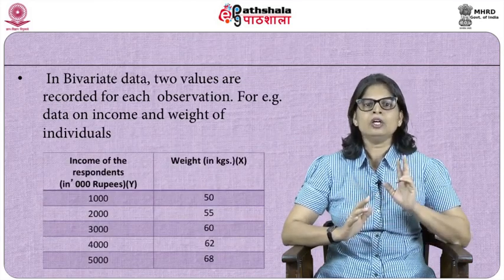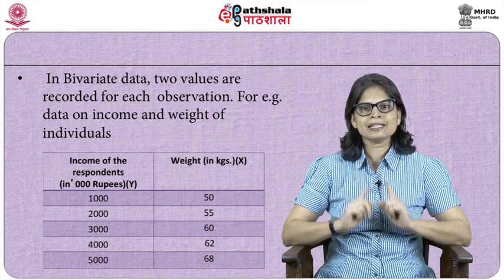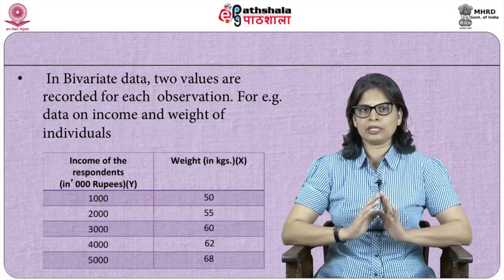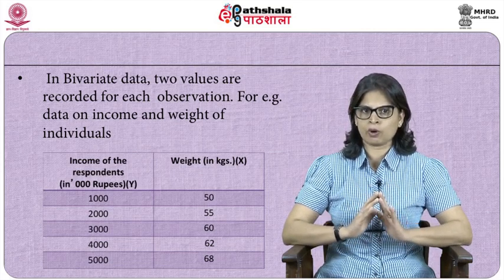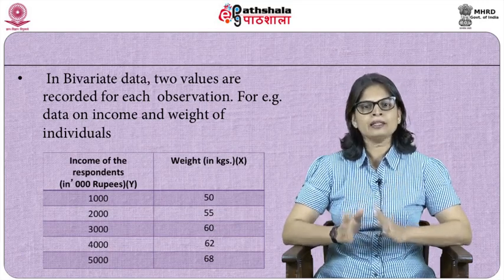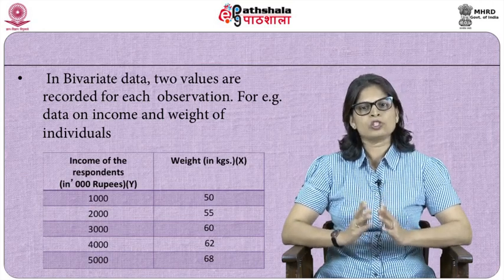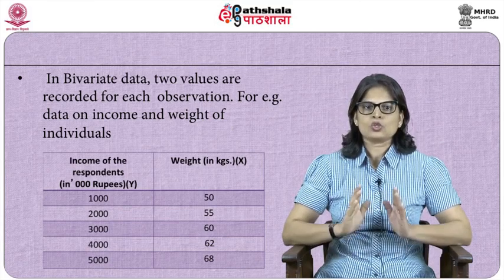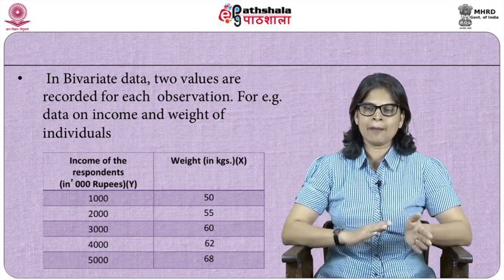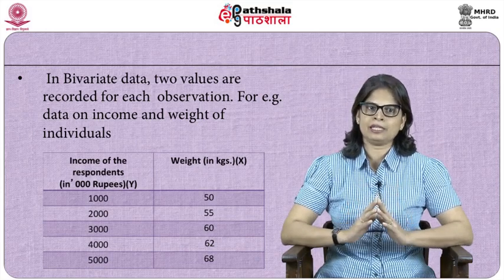In bivariate data, 2 values are recorded for each observation. For example, if we see the data on income and weight of individuals, one column of your table would give you the income of the respondent in thousands of rupees, which may be termed as variable Y, and in the other column you will have the corresponding values of the weights in kilograms, which may be taken as a variable X. So these are 2 values for the same individual, his income as well as his weight. Such type of data is known as bivariate data.